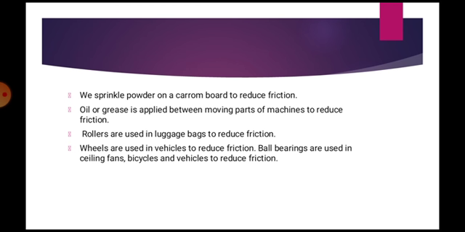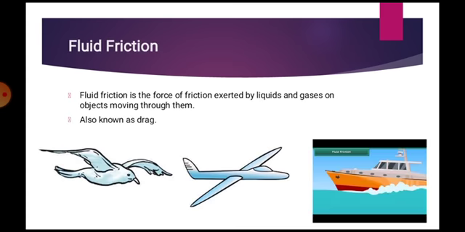That's why oil or grease is applied between moving parts of machines to reduce friction. Rollers are used in luggage bags to reduce friction. If there were no rollers in the luggage bags, then how would we carry them in our hand? So it is very necessary. Wheels are used in vehicles to reduce friction. Ball bearings are used in ceiling fans, bicycles, and vehicles to reduce friction.